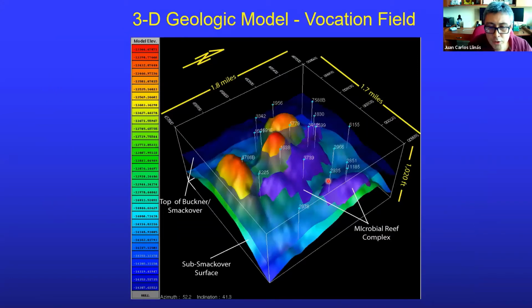Here's the three-dimensional interpretation. Here are the paleo highs that were not covered by the Smackover. Here's another small paleo high. Look at where it was covered. The reef developed all over the structure. Here, only on the eastern side of the paleo highs.